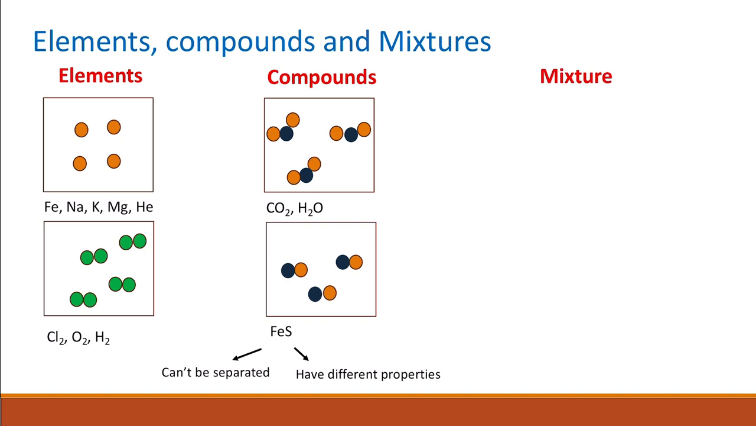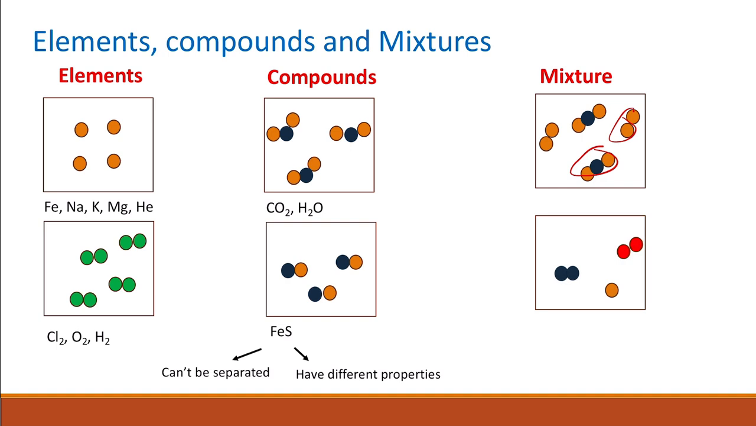A mixture is formed when two or more different elements or compounds are mixed together. They are not chemically combined. A mixture can be, for example, as we can see here, a mixture of an element and a compound. This is another example of a mixture of different elements, three different elements together. Air is an example of a mixture because air is formed of carbon dioxide, water vapor, nitrogen, oxygen, and argon.